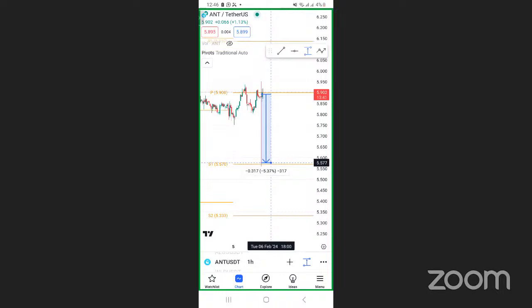The support is at 5.56. But do you see why it is a support? Because very many people are waiting to buy this coin at that price. So what they do is tell their robot to preset at that price. They put their orders on Binance that they want to buy at that price.